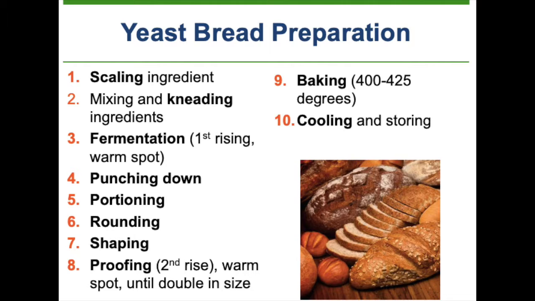Then you punch down to get rid of excess carbon dioxide in it. You portion it out into the size that you want for each loaf or roll. You round it, you shape it, okay? Then you do your second proofing, okay? Put it in another warm spot until it doubles again. Then you bake it, and then you cool and store it.